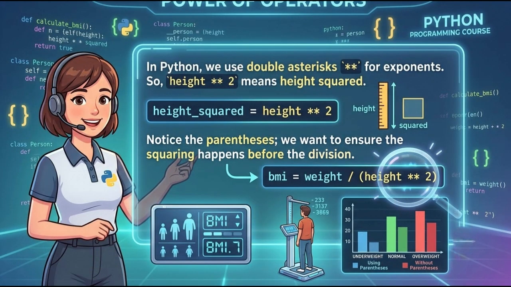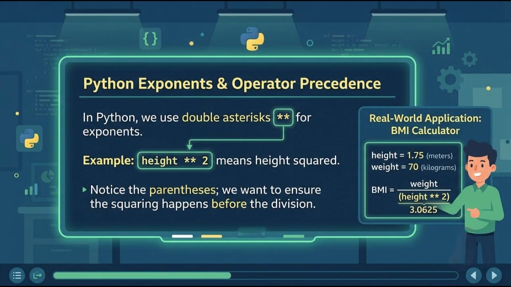In Python, we use double asterisks for exponents. So, height ** 2 means height squared. Notice the parentheses, we want to ensure the squaring happens before the division.